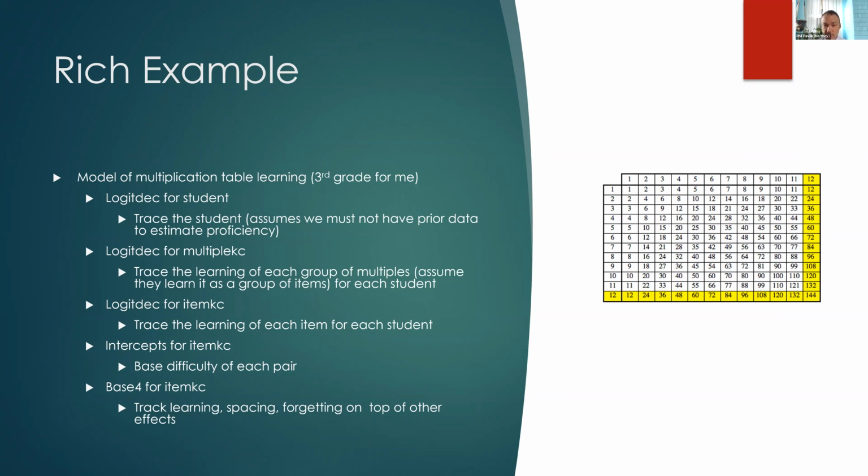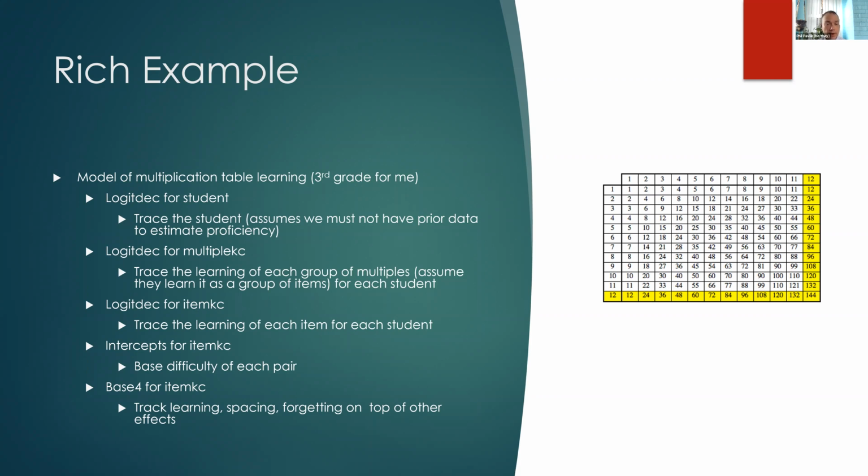And here I'm proposing that maybe there's two KCs involved, two basic KCs. First of all, the multiple KC, in other words, 8, 16, 24, 32. This is the KC that groups items that share a multiple.